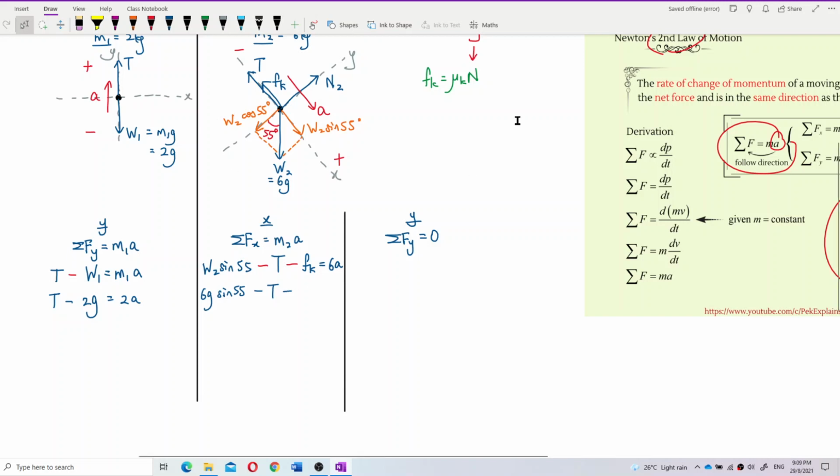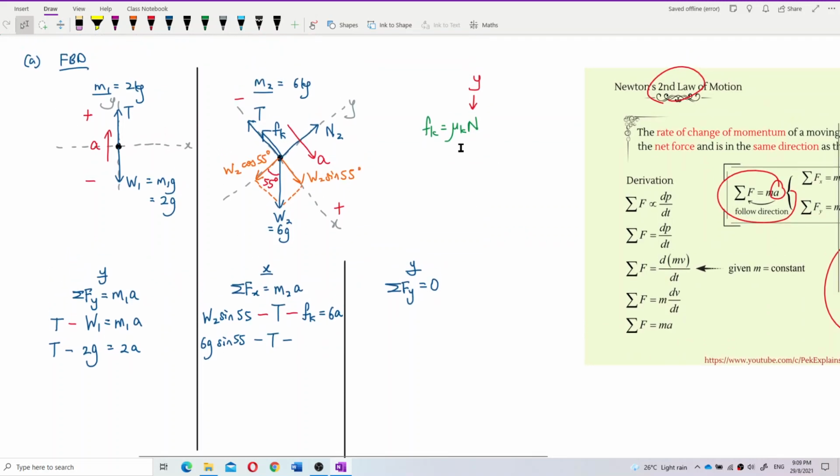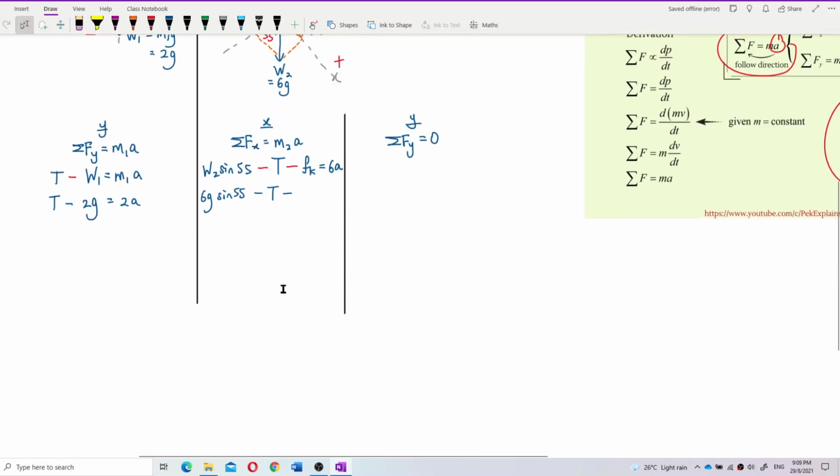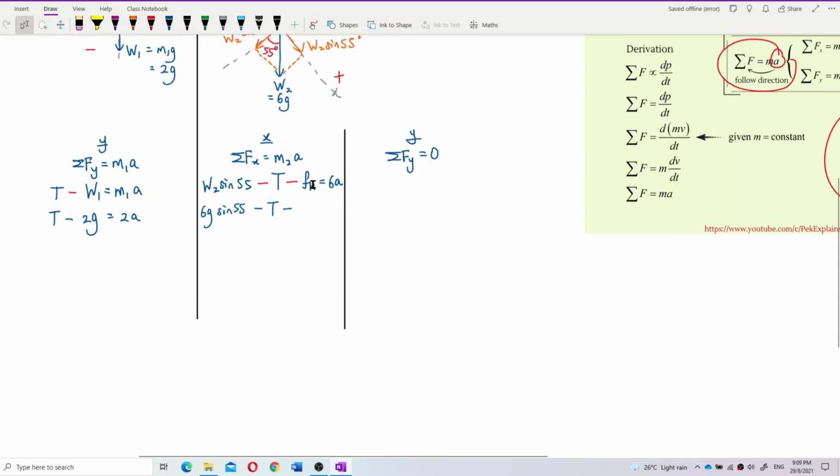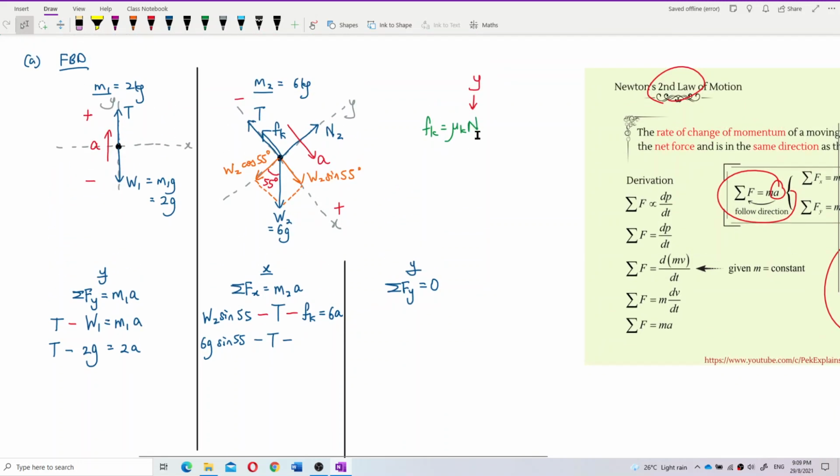Oh, friction now. Friction is mu k N. I don't have the N. So I need to do the y component first. I cannot continue from here because I don't have the friction. I don't have the normal force. I must do the y component first to find the normal force. Once I find the normal force, then I can get friction and substitute to here.